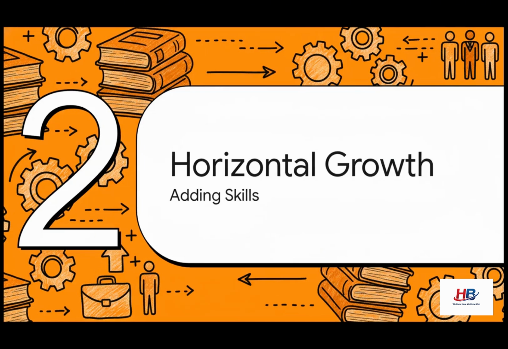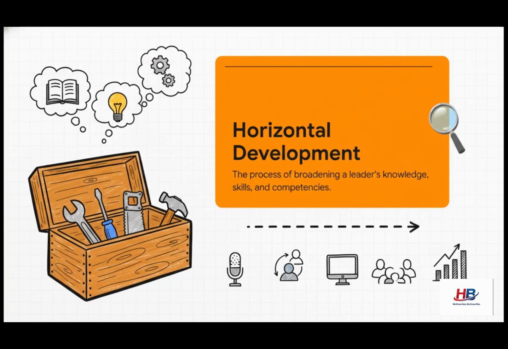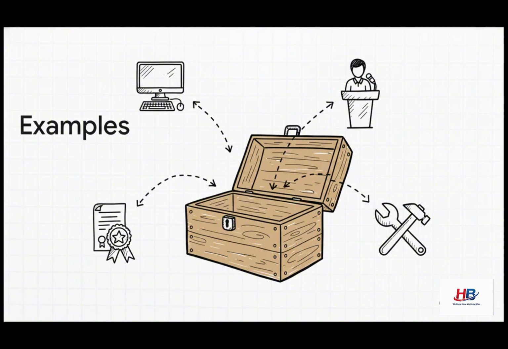So let's start with the first dimension, the one we're all pretty familiar with. This is what we call horizontal growth. It's really the bread and butter of most corporate training programs out there. Horizontal development is all about broadening what you can do. The easiest way to think about it is like you're adding new tools to your toolbox. The whole goal is just to get more knowledge, learn more skills, and gain more specific competencies to handle different kinds of tasks.